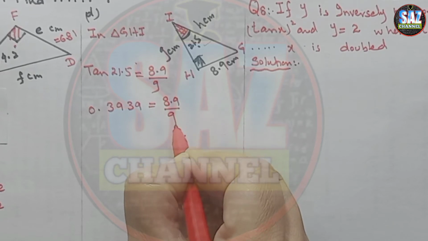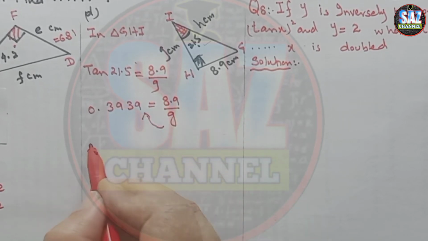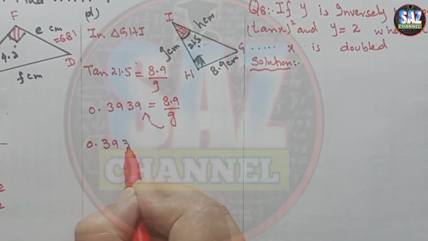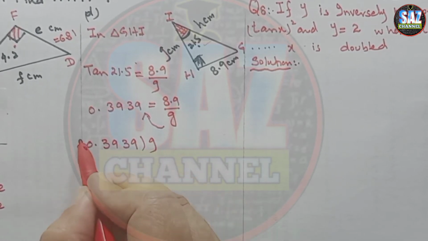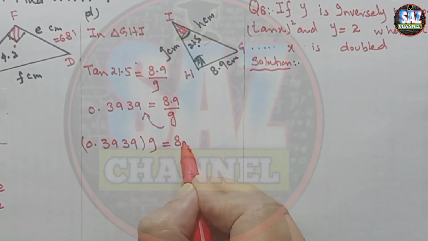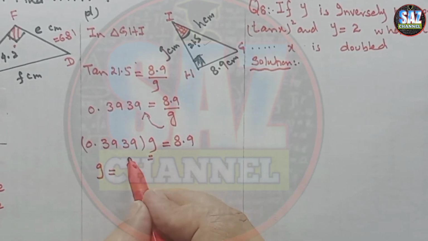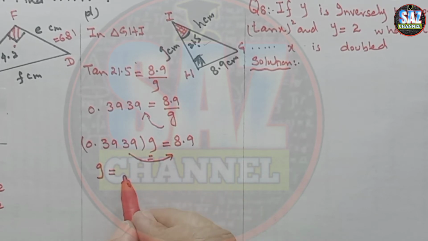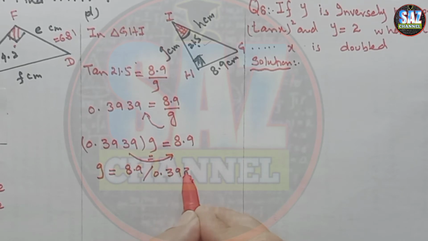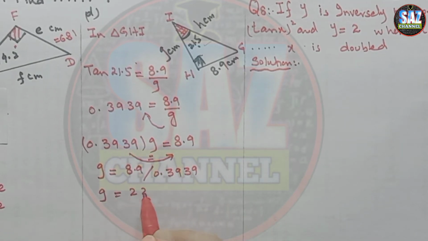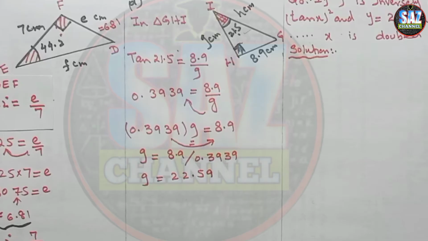Now go for cross multiplication: 0.3939 times G equals 8.9. Keep G on the same side, make G the subject of the formula, and divide by 0.3939 on the other side: 8.9 divided by 0.3939, and this gives G equals 22.59.